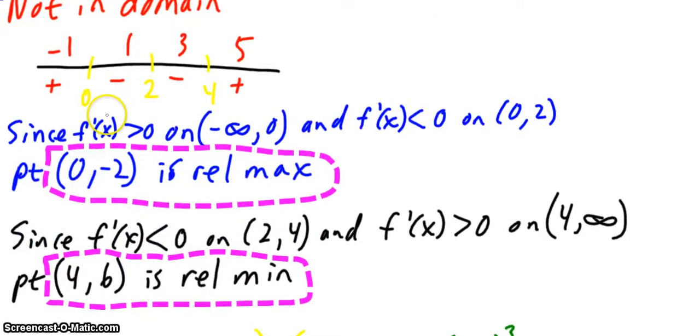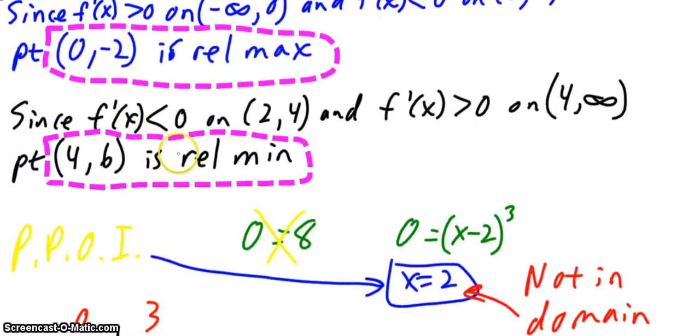Okay, so I see that I get a maximum and a minimum. So since f prime of x is greater than 0 on negative infinity to 0, and f prime of x is less than 0 on 0 to 2, the point (0, -2) is a relative maximum. Since f prime of x is less than 0 on 2 to 4, and f prime of x is greater than 0 on 4 to infinity, the point (4, 6) is a relative minimum.